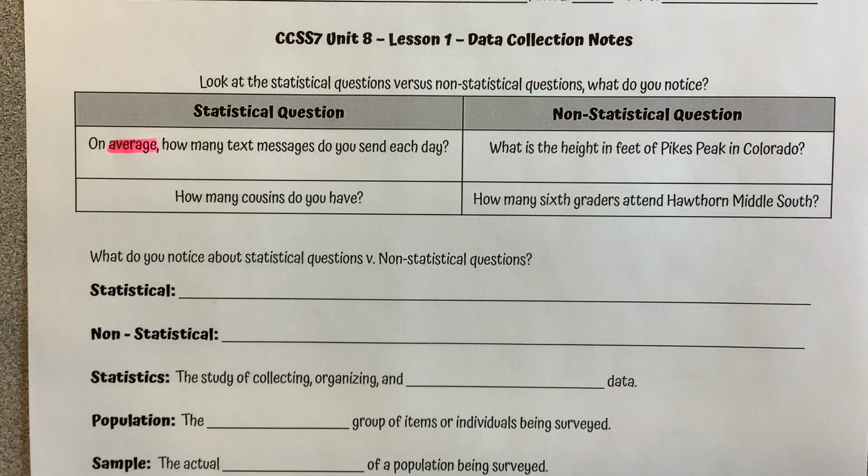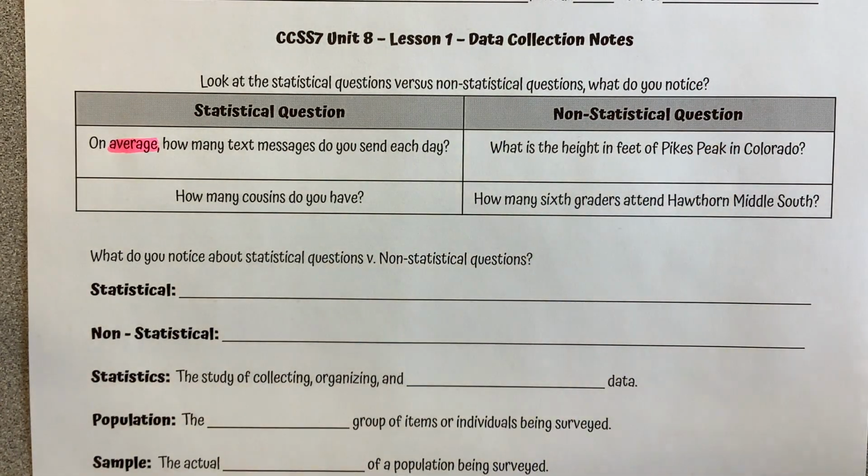We're saying on average, well, one day I might send 50, the next day I might send 1, the next day I might send 100. So there's multiple values that could be true. Then, how many cousins do you have? Well, me specifically as an individual, I only have a set amount of cousins. But if I'm asking this to different people, there are going to be different answers. Someone might have 0 cousins. Someone might have 10 cousins. Someone might have 35 cousins. So there is multiple answers that could be true.